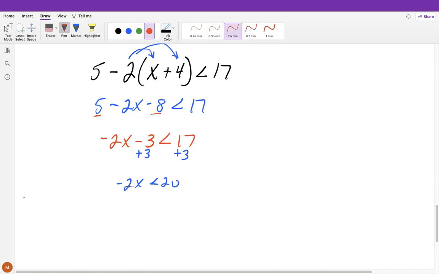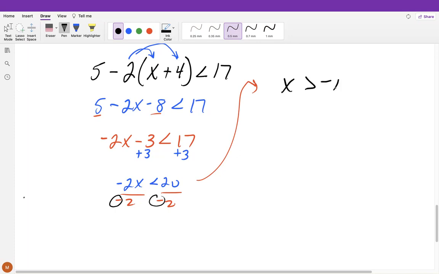And now to solve, we will divide each side by negative 2. I'm going to write the answer up here. So now that we're dividing each side by that negative number, I need to flip it. So x is greater than negative 10.